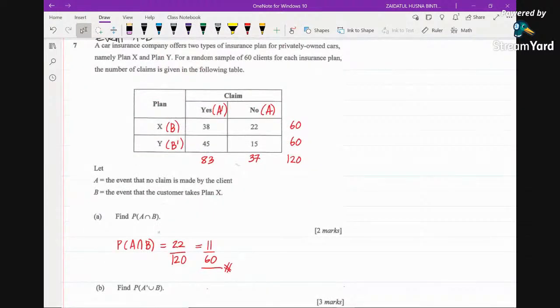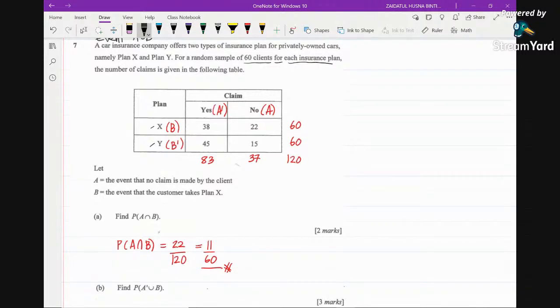Number 7. So we are given this. A car insurance company offers two types of insurance plan for privately owned cars, namely Plan X and Plan Y. So we are talking about insurance plans, X and Y. Then for a random sample of 60 clients for each insurance plan, the number of claims is given in the following table.